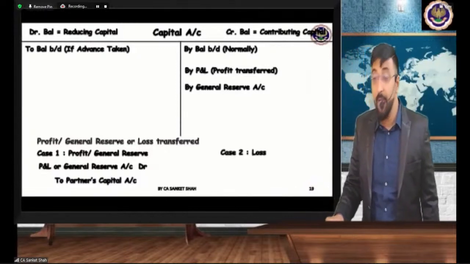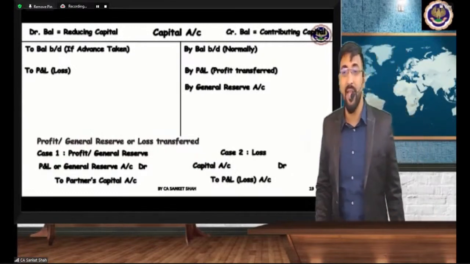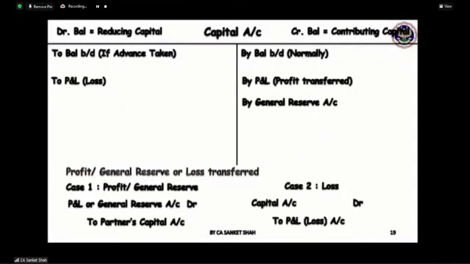And second, if loss is there, then to P&L account. If there is a loss, your capital is going to reduce. So capital account debit to P&L account. Write this down, number three entry. Number one is interest on loan. Number two, cash and drawings, case one, case two. And number three, profit or loss transfer, case one and case two. Drawings is temporary. Write down fast.